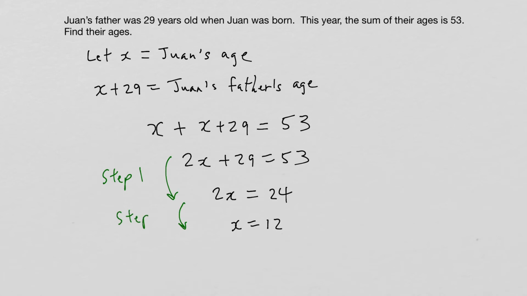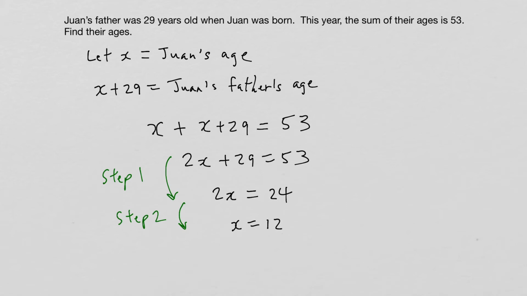Step 2. Now once you get to x and you solve for it, don't get too excited and say, okay, that's my answer. What we need to do is go back to the problem, make sure we're answering the question. And the question, or the statement in this case, is find their ages.